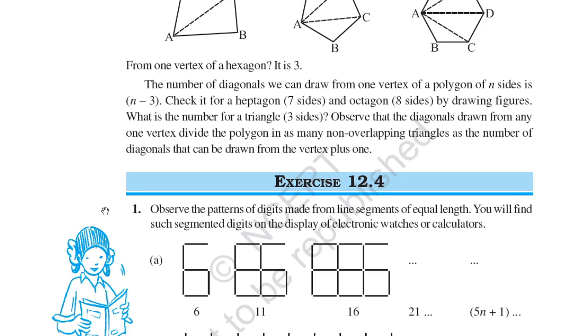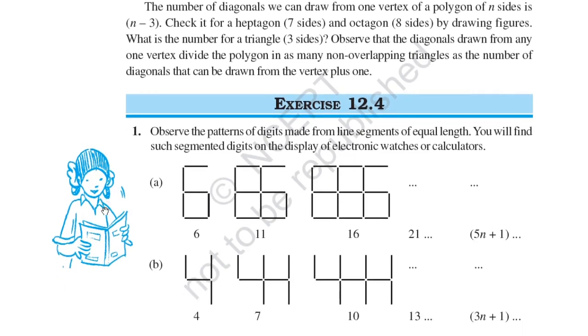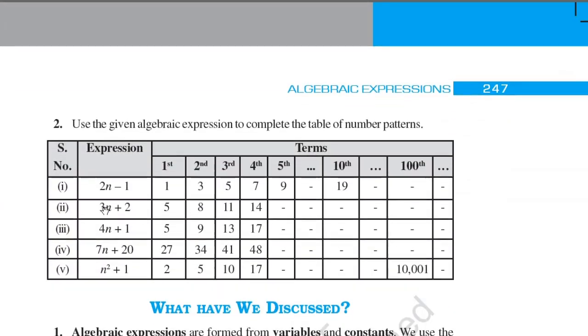What is the number of triangles formed? Observe that the diagonals drawn from any one vertex divide the polygon into as many non-overlapping triangles as the number of diagonals that can be drawn from the vertex plus 1. So you can see here is an exercise. So you can solve it. If you have any doubt, you can ask in the comment section below.